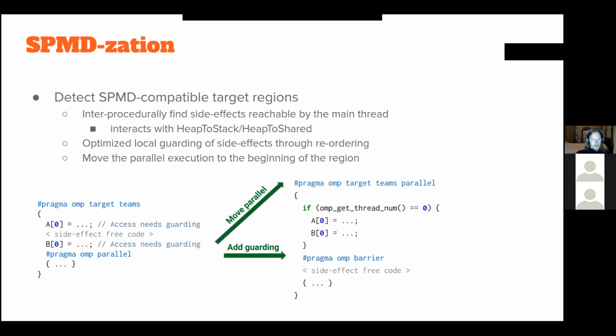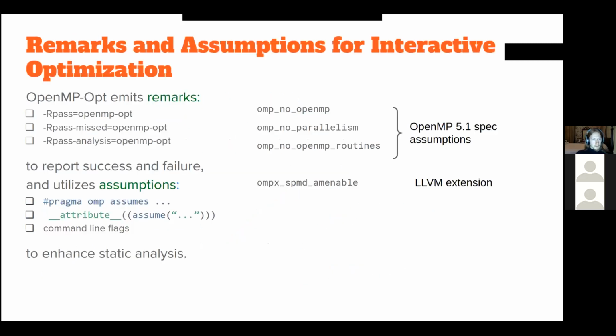But then we also need to add a barrier instruction after that, because everything is now in parallel, we don't have implicit barriers anymore. So first we reorder the things into an optimized local guarding scheme, and then we can simply move the parallel execution to the beginning of the region, so everything is executed in parallel, and all of the local side effects that were executed by the main thread are now handled correctly, executing in parallel.